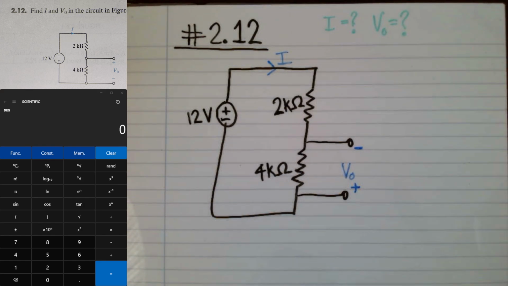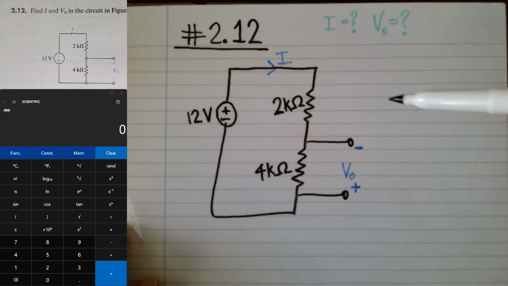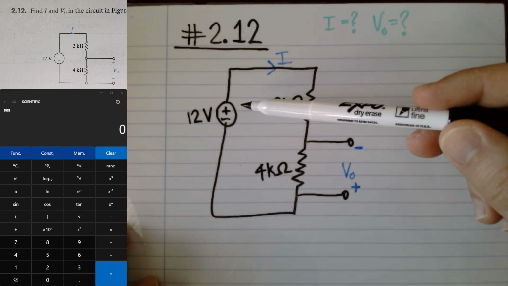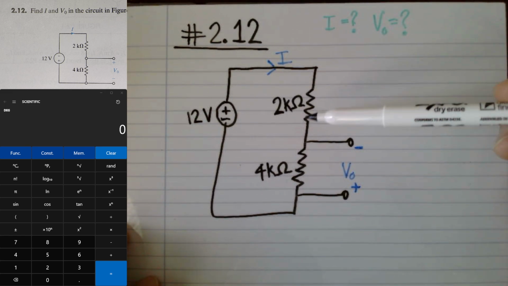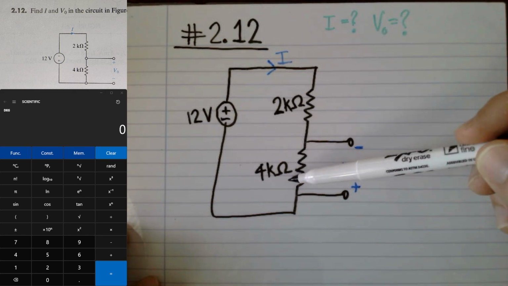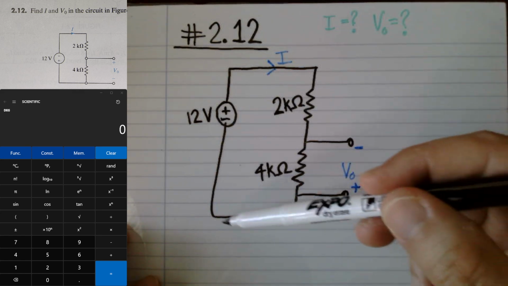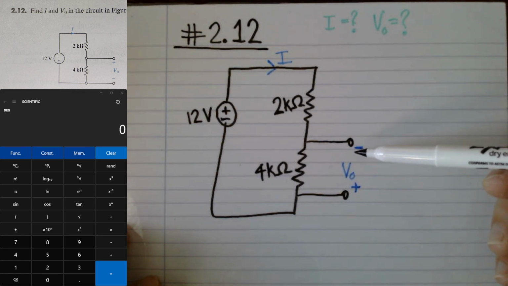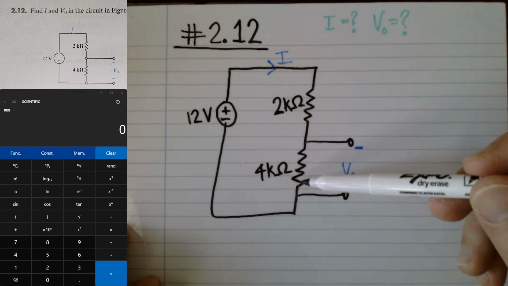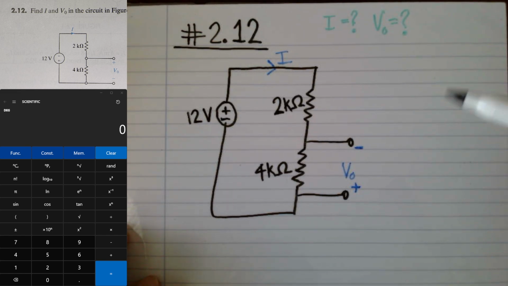Alright guys, today we're going to solve circuits problem 2.12. So this is the circuit they give us. It's got a single voltage source and then two separate resistors, 2 kiloohms and 4 kiloohms each. And we're going to find the current I flowing through the whole circuit and the voltage drop here, V naught, over this circuit. Alright, so first we need to draw an equivalent circuit.